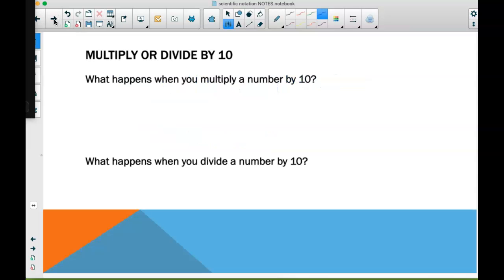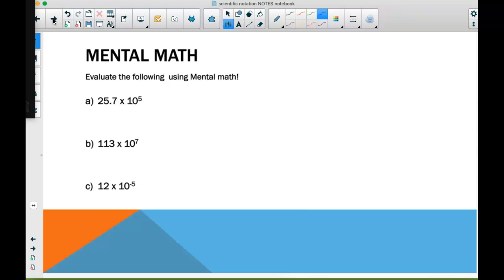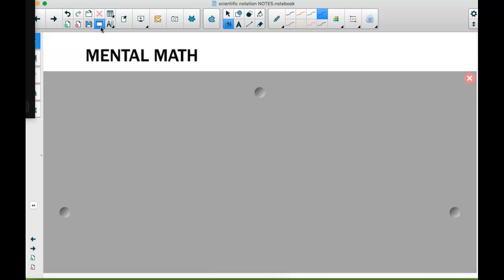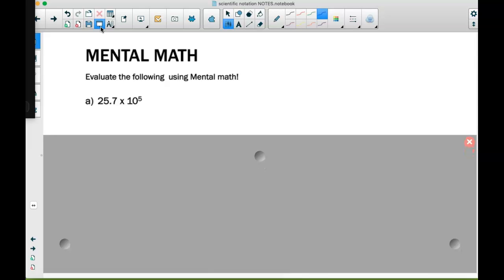Okay, so let's look at figuring out these. I want you to put some of these examples in your notes, okay? We want to be able to do this without a calculator because most of the time these numbers get way too big to do on a calculator. So let's start with just the first one. 25.7 times 10 to the 5th power. So write that in your notebook. 25.7 times 10 to the 5th power.